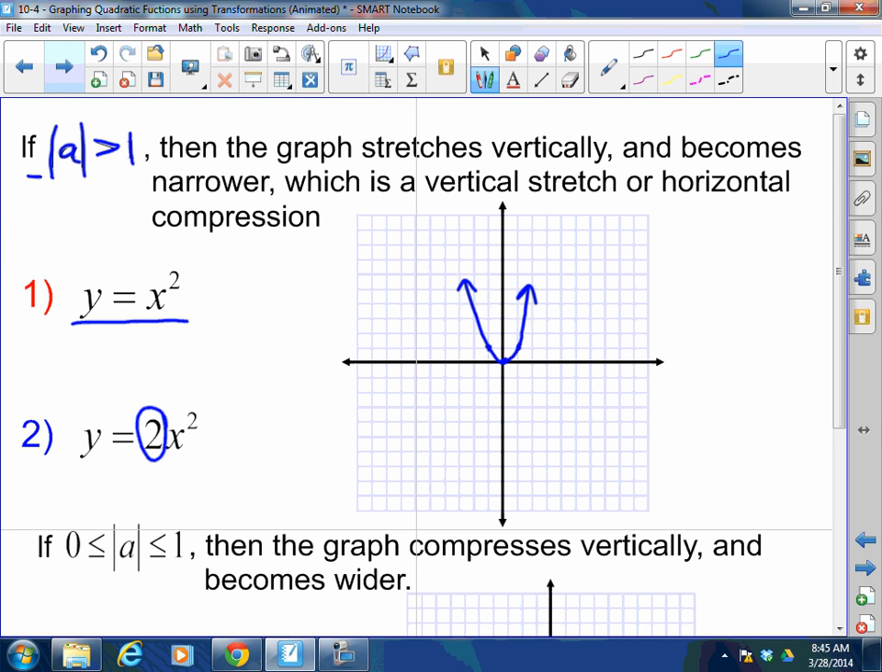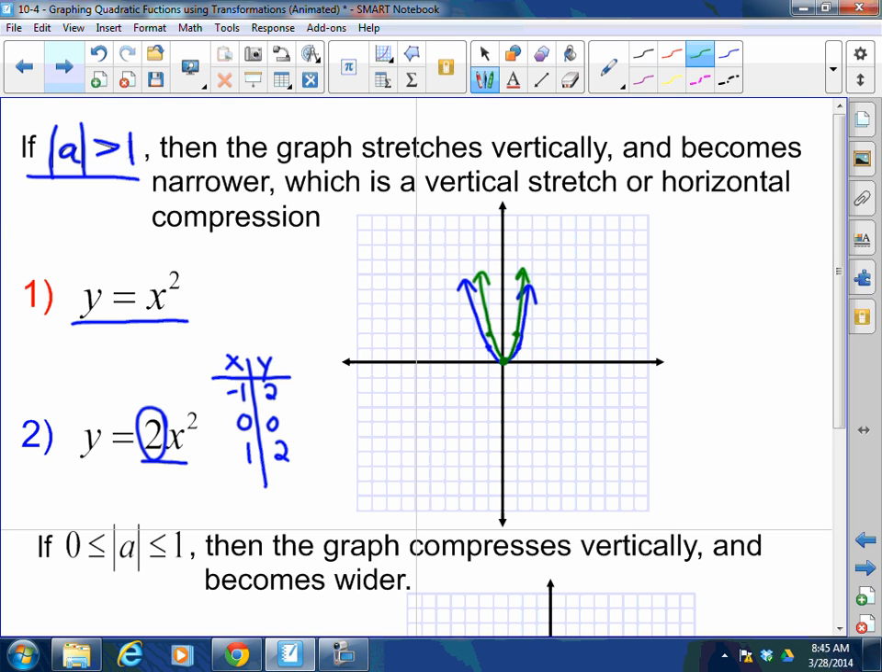Let's make that a value of 2. Let's see what happens. Go ahead and graph this function, y equals 2x squared. -1, 0, 1. -1 squared is 1, so that's a 2, 0, 2. So I've got 0, 0. I'm going to do it in green. 1, 2, and -1, 2. Guys, what happened to this graph?